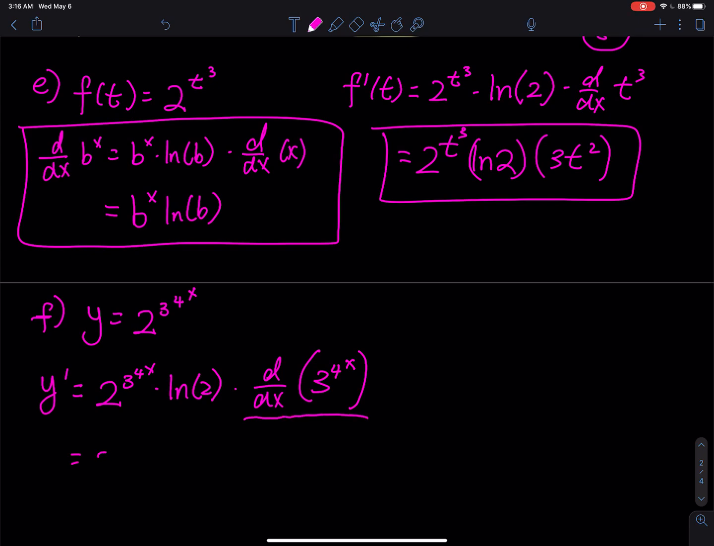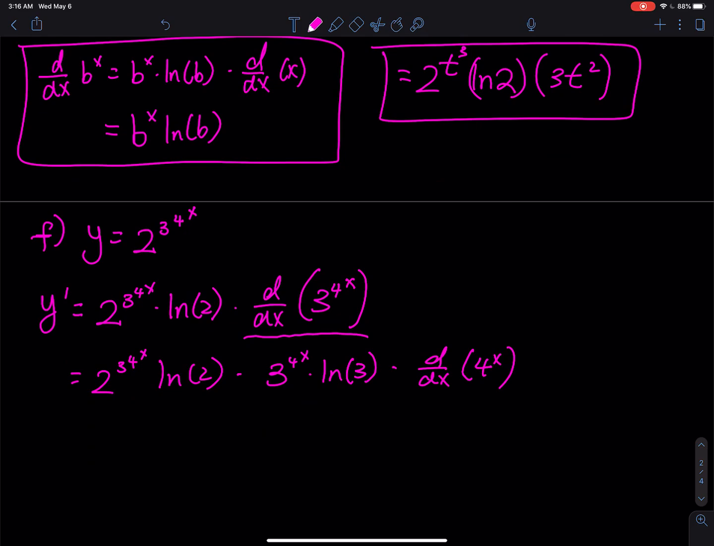So this is 2 to the 3 to the 4 to the x ln 2, and then you multiply, you have 3 to the fourth to the x times ln 3, and then you take the derivative of 4 to the x, because you are using a chain rule. And then for 4 to the x, what do you have? You have 4 to the x times ln 4, and then the derivative of x, right? So the derivative of x by chain rule. Since the derivative of x equals 1, you can disregard this. We got that, and then you copy everything down.